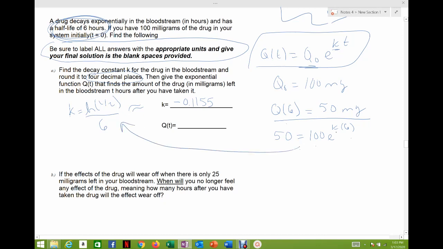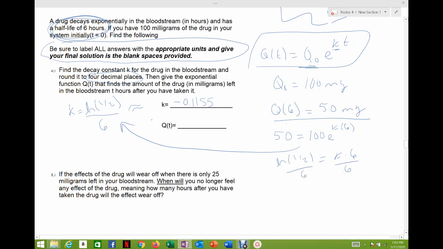If you solve this for k, it should solve down to, because I'll divide by my 100 and there's my half. I'll take the natural log of both sides, so there's my natural log of a half. And then I'll have natural log of 1/2 equals k times 6, and then I'll get that same expression I had before. Alright, there's the k.